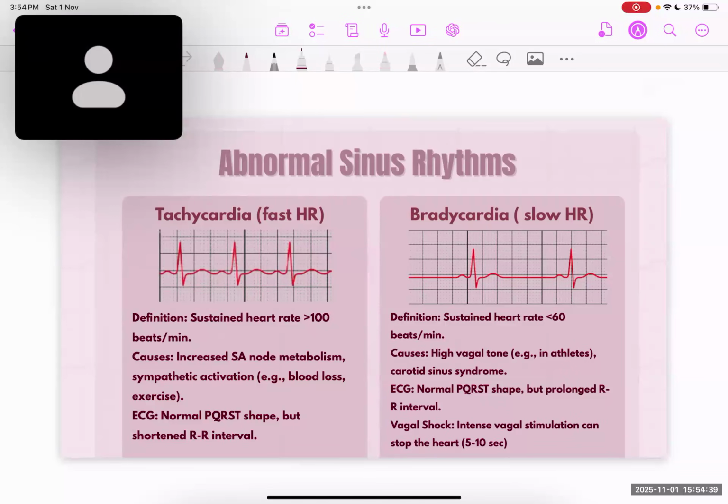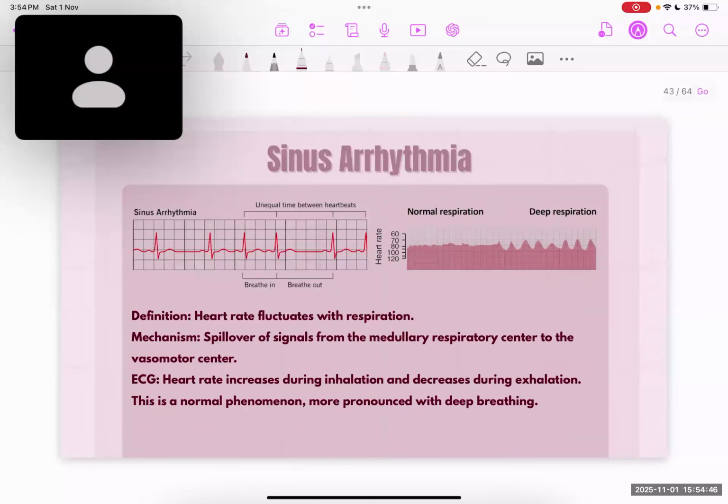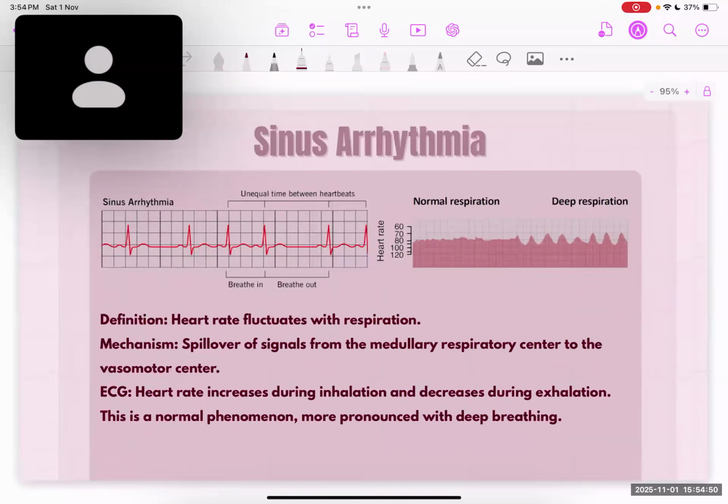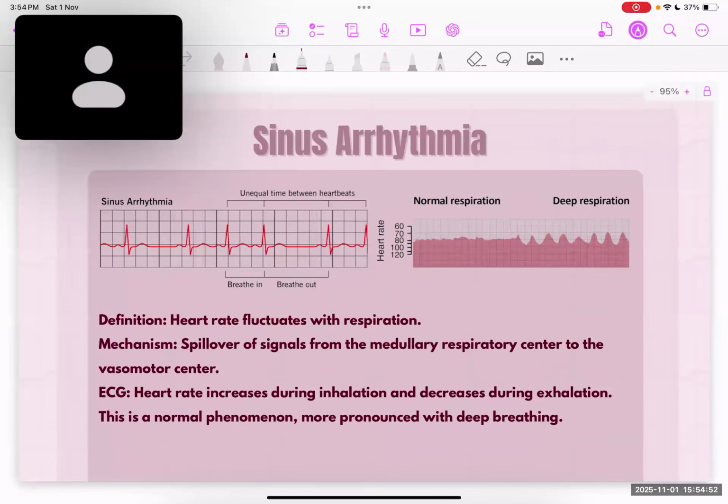You can just look at the R intervals and use the 300 method to calculate quickly, and you'll be fine. Now, another abnormal rhythm is sinus arrhythmia. Sinus arrhythmia is when the heart rate fluctuates as you breathe. So the heart rate when you breathe in versus when you breathe out is different. What happens is a spillover of signals from the medullary respiratory center to the vasomotor center.